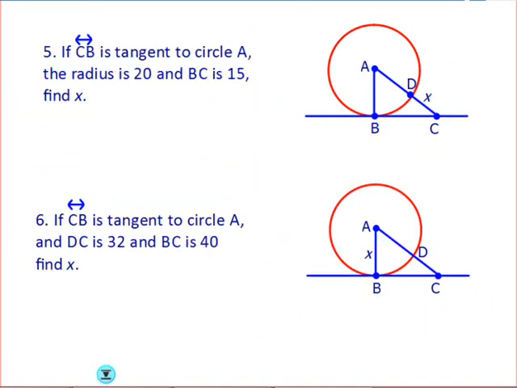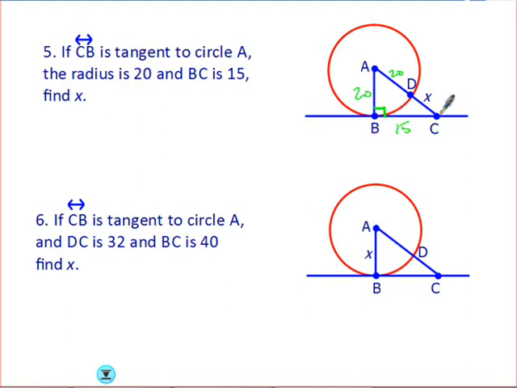So let's look at some problems. On this one we have, for example, if CB is tangent to circle A, the radius is 20, so let's label stuff as it's told to us here. This is 20, and BC is 15, find X. So we have to apply information to other parts of the circle. We have this is 15 and this is 20. We also know that AD is 20 because the radius is the same for the whole circle. I also know that this is a right angle because of what we just learned.